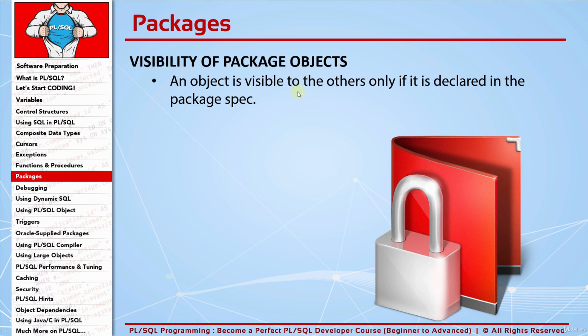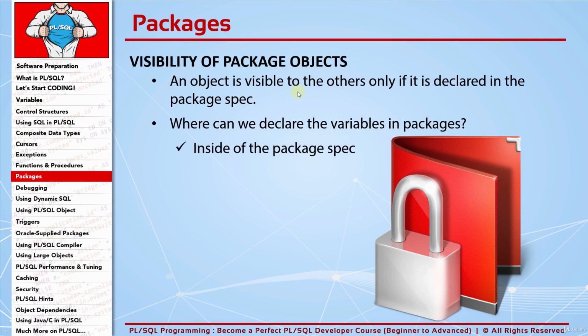So let's start with the private variables. Where can we declare variables in a package? The first one is inside of the package spec. We declare it only between the is and end keywords. Since we cannot create a subprogram here, we cannot declare variables inside of subprograms, but we can specify some parameters. It's different. So these variables will be visible to all the others and to the package body. So anyone who has the privilege can use it inside of another subprogram, SQL expression, etc. These variables are all public.